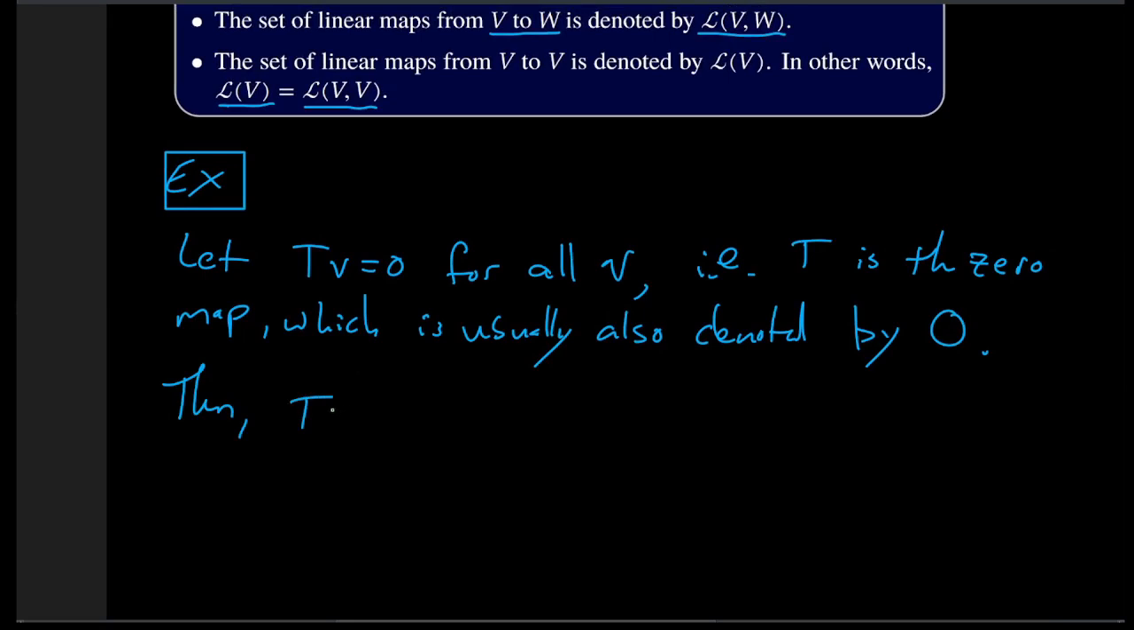Then notice T of V plus W, well, if it sends everything to 0, well, then this is still 0. I'll put this a little bit more explicitly. It sends it to 0, which is the same as 0 plus 0, which is the same as T of V plus T of W, since both of those are also 0.